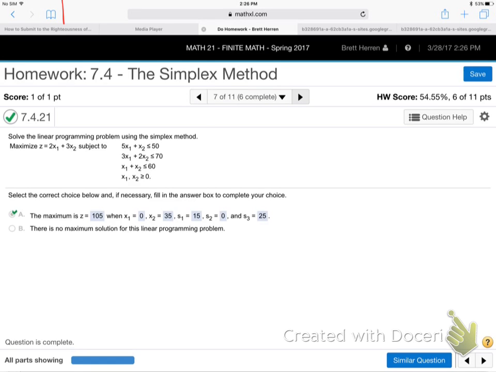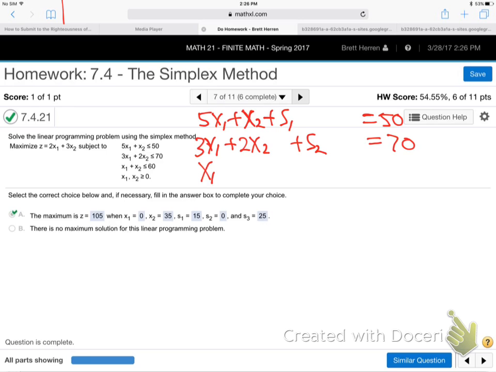So let me do it with you. We take 5x1 plus x2 plus slack variable 1, and that'll equal 50. Then we take 3x1 plus 2x2 plus slack variable 2 is 70. And then we take x1 plus x2 plus slack variable 3, and that's 60. Good so far? I just put in slack 1, slack 2, slack 3 for the three inequalities.